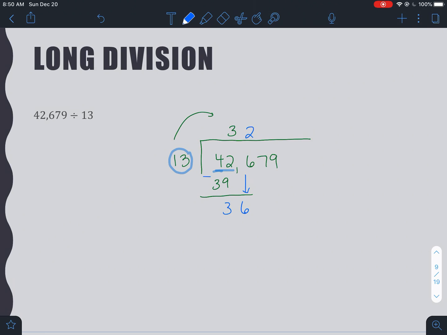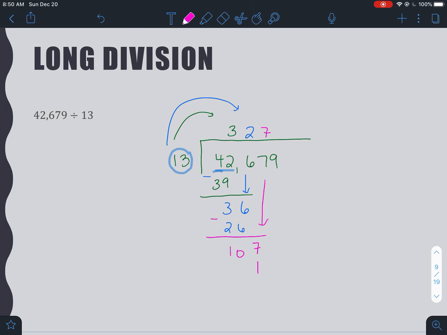And then bring down the next number. So we'll bring down that 6. How many times can 13 go into 36? Well, 2 times. And then you would multiply it. 13 times 2 is 26. And then we're going to subtract going down in long division. So I'd get 10, and then bring down the next term. How many times can 13 go into 107?